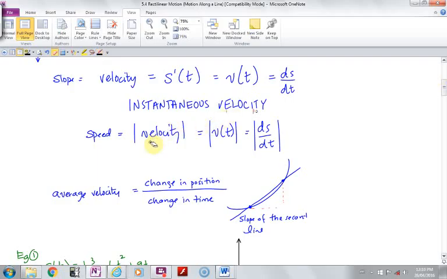So if we want speed, we're just going to ignore the positive or negative, so we'll take the absolute value of the velocity, and that'll give us speed. So the absolute value of the velocity function is the absolute value of the derivative of the position with respect to time.